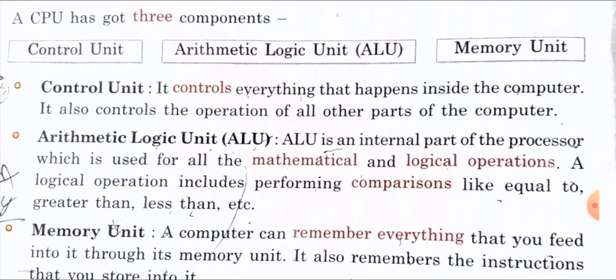A CPU has got three components. First we will see the control unit. It controls everything that happens inside the computer. It also controls the operation of all other parts of the computer. Arithmetic logic unit, means ALU. ALU is an internal part of the processor which is used for all the mathematical and logical operations. Logical operations include performing comparisons like equal to, greater than, less than, etc.